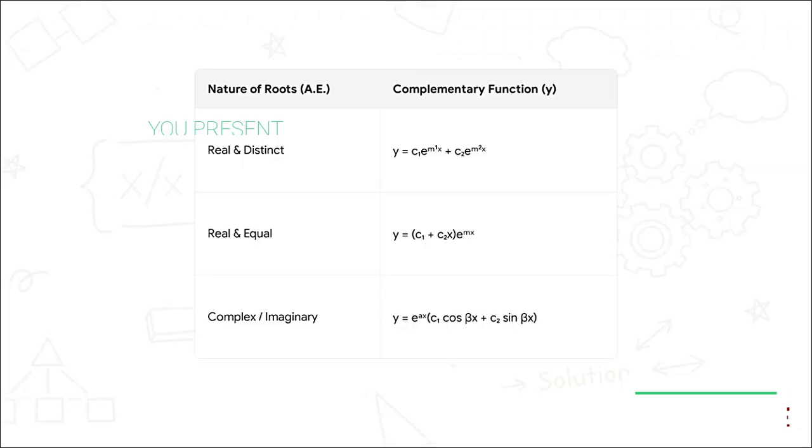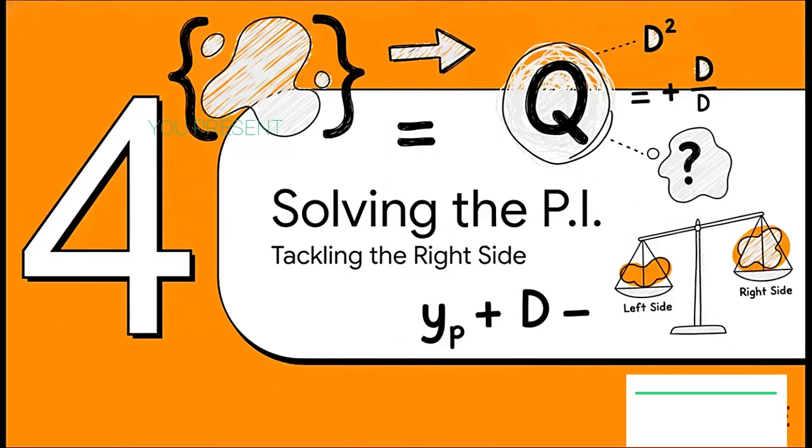And once you've solved that auxiliary equation for its roots, for m, this table basically becomes your cheat sheet. The kind of roots you get, whether they're real and different, real and the same, or complex, tells you the exact form your complementary function takes. You just look up the case and write down the answer. It's a direct translation. All right, CF is in the bag. Now it's time to tackle the second half of the problem, the particular integral.